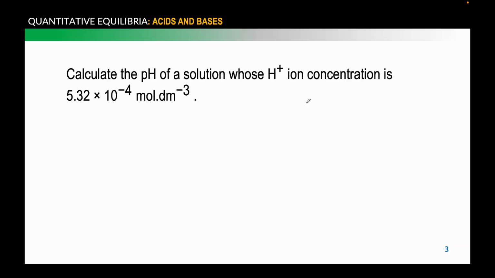So in this way, students, we have finished how to calculate pH for strong acids.